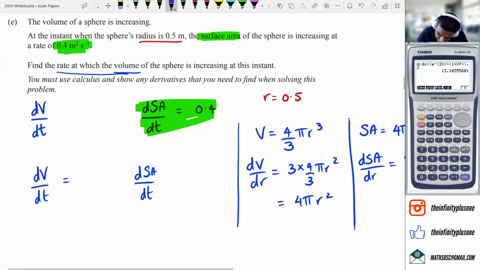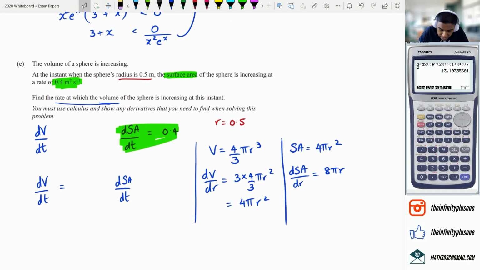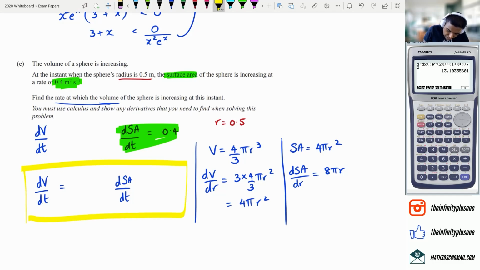Now the reason I wanted dSA/dr and dV/dr is because that's what I'm going to put in here to figure out what dV/dt is. Because if you think about this, if I want dV/dt, I can't have dSA, which means dSA has to go in the denominator somewhere. And the only other one that I have is dSA/dr, which I can actually flip upside down. And now I've got to get rid of that dr, so dr is going to come in front here, and that's going to end up with dV.